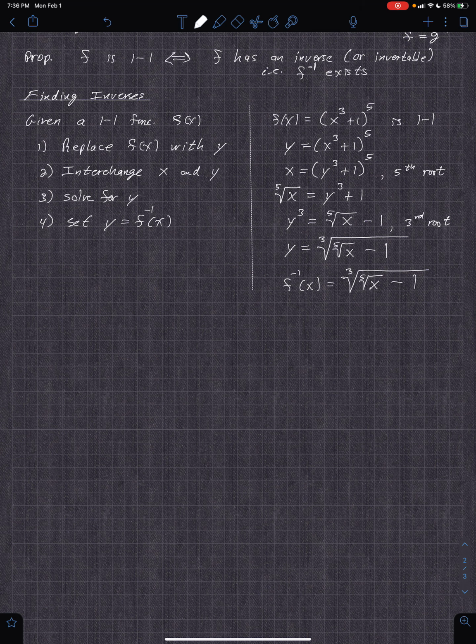So when you're doing fifth roots and odd powers, then you don't have to worry about being 1 to 1. I mean, it is 1 to 1, because you don't have to worry about positive and negative when you do the roots. That's why I picked it. Let's look at some graphs of this stuff.